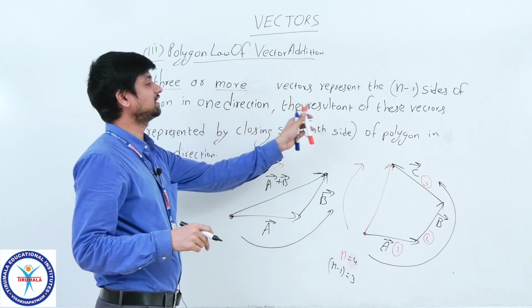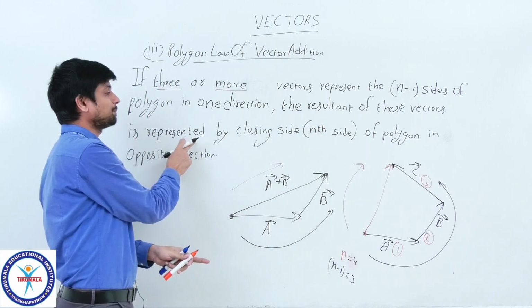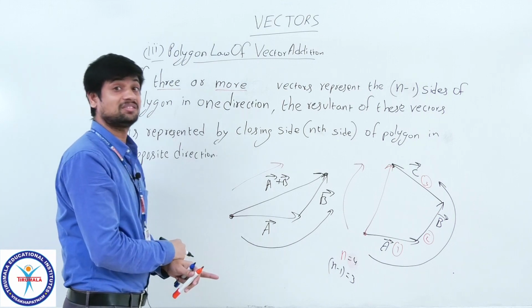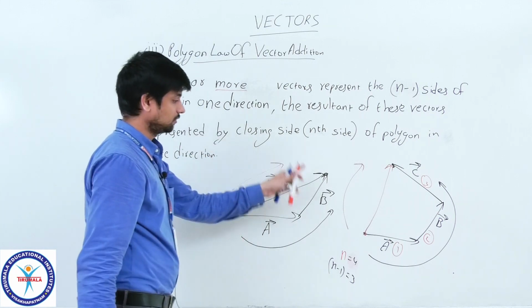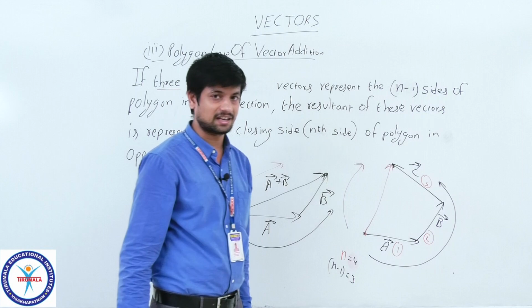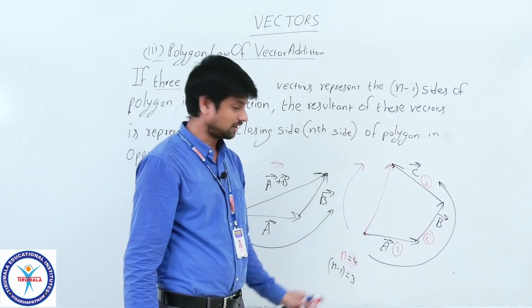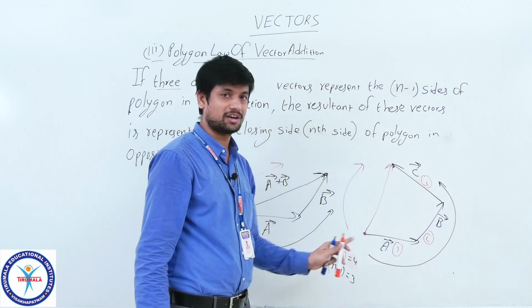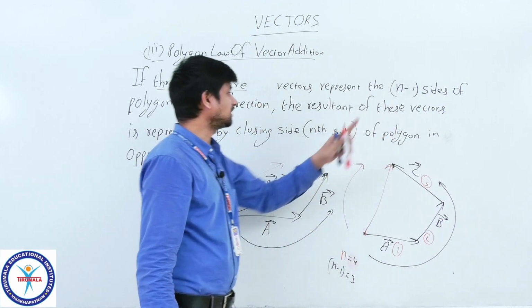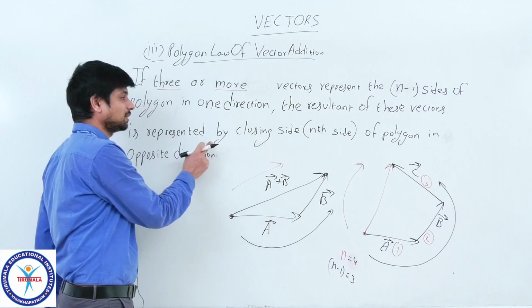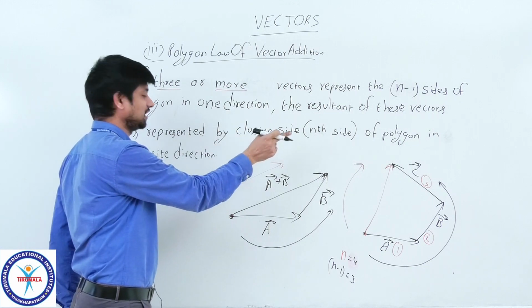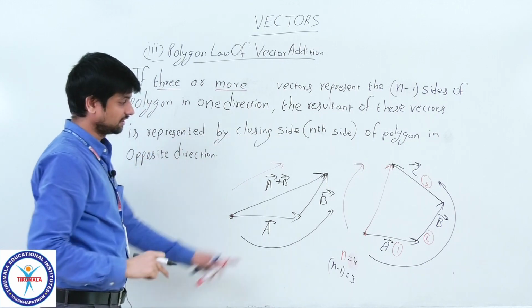Now you can see the resultant of these all vectors represented by closing side, nth side, that the closed one. Look at this 1, 2, 3, fourth side I left right, the resultant will be given by this one. Okay, see from this tail to head I joined in the reverse manner. That is why resultant of these all vectors is represented by closing side, nth side of polygon in opposite direction.